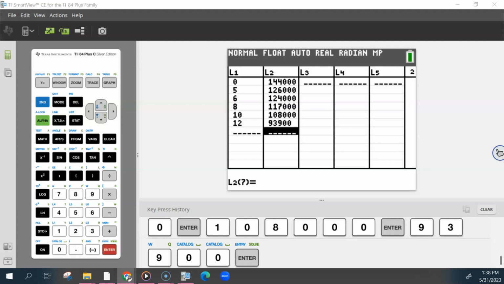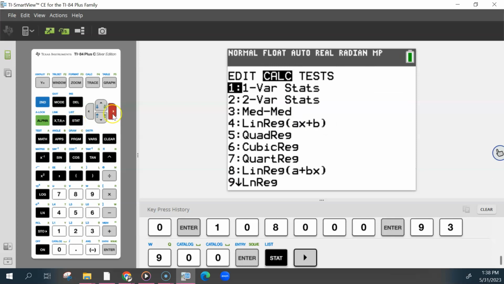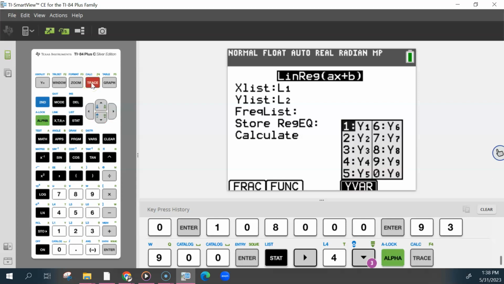Once you have all your numbers, the steps are the same. So go back to stat, scroll over to calculate, number 4, or scroll down to number 4, and store it. So go down to store, hit alpha trace, enter 3 times.